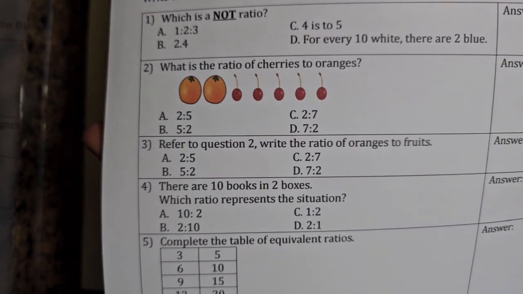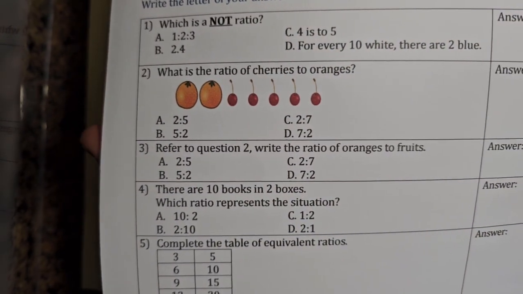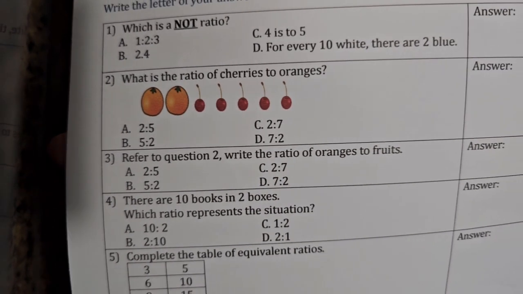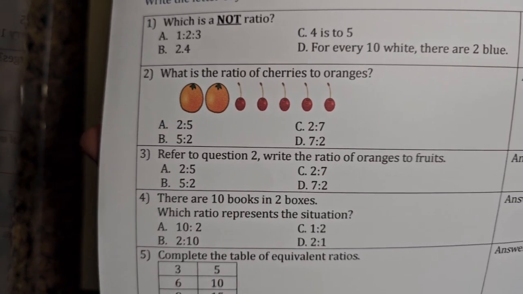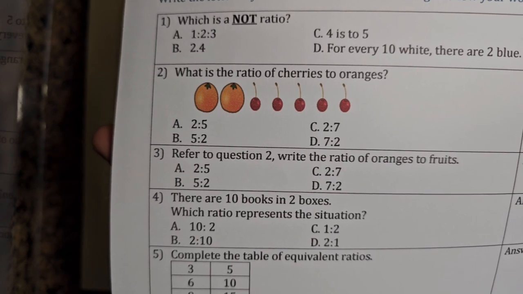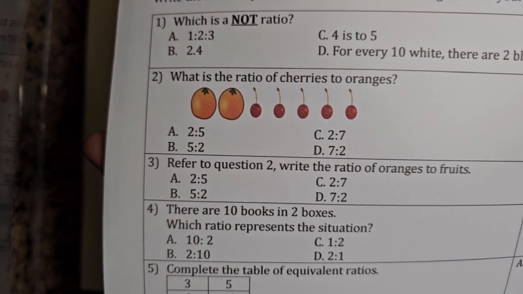Now, question 3 is a continuation of question 2. Question 3 reads, refer to question 2, write the ratio of oranges to fruits. So be careful here. They're not saying oranges to cherries. They're saying oranges to fruits, meaning both cherries and oranges represent fruit. So it means you're taking a part of this to the whole, right?